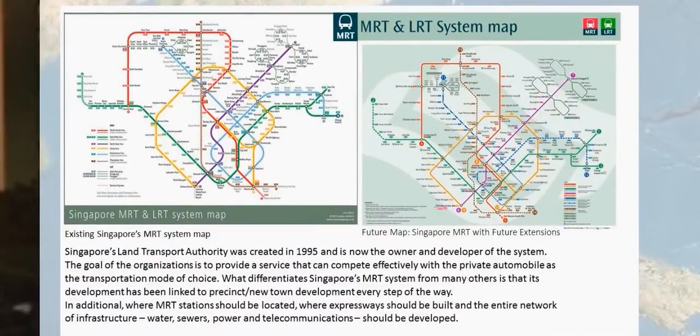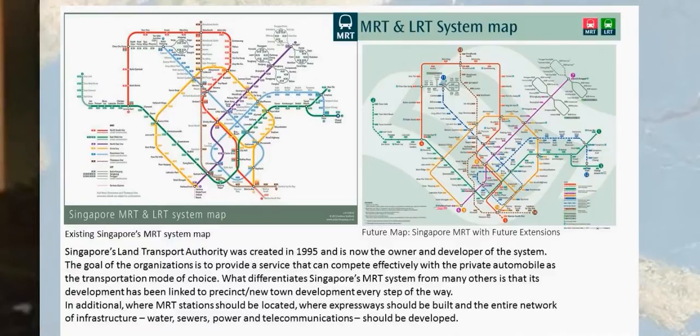Singapore's Land Transport Authority was created in 1995 and is now the owner and developer of the system. The goal of the organization is to provide a service that can compete effectively with the private automobile as the transportation mode of choice. What differentiates Singapore's MRT system from many others is that its development has been linked to new town development every step of the way.